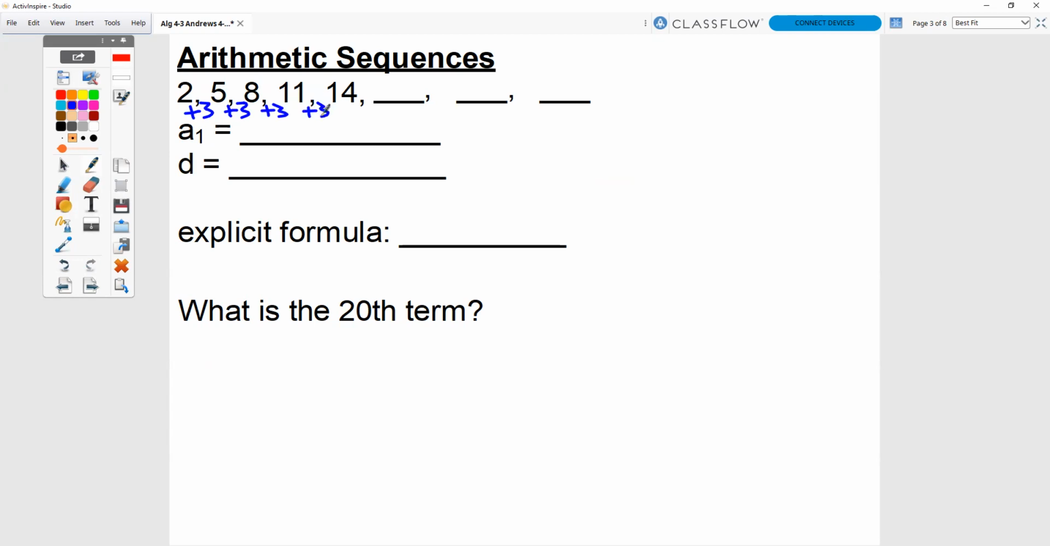They're going to ask you to find the next couple numbers in the pattern. So we're just going to keep on going. 14 plus 3 is 17. 17 plus 3 is 20. 20 plus 3 is 23.